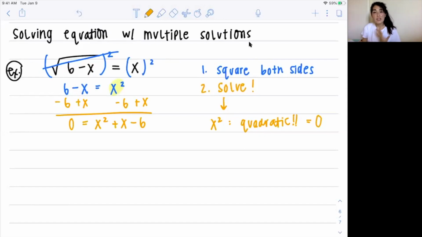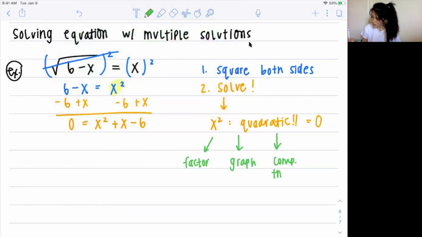All right, again, it's going to be up to you as to which method you would like to use. I will remind you of some of them. So we do have factoring. You could graph. You could complete the square. Or again, we can use quadratic formula.